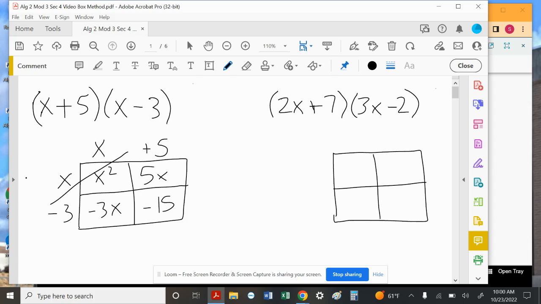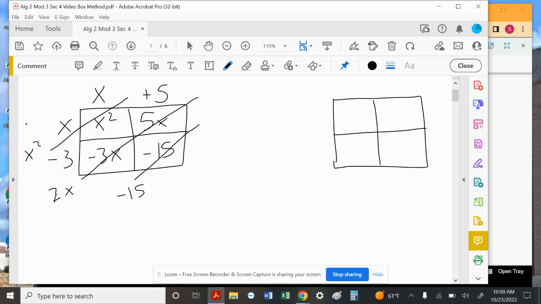And then I'm going to add them up. So notice I'm going to add up things in what is known as a diagonal. So this is a diagonal by itself. So that first term would just be x squared. I'm going to write it out there. 5x minus 3x is 2x because I add those up, right? And then, of course, my diagonal there is negative 15. So below, I'm going to write x squared plus 2x, right? This is a positive 2x minus 15. And that is those two multiplied together. Okay, so that's the box method going that way.